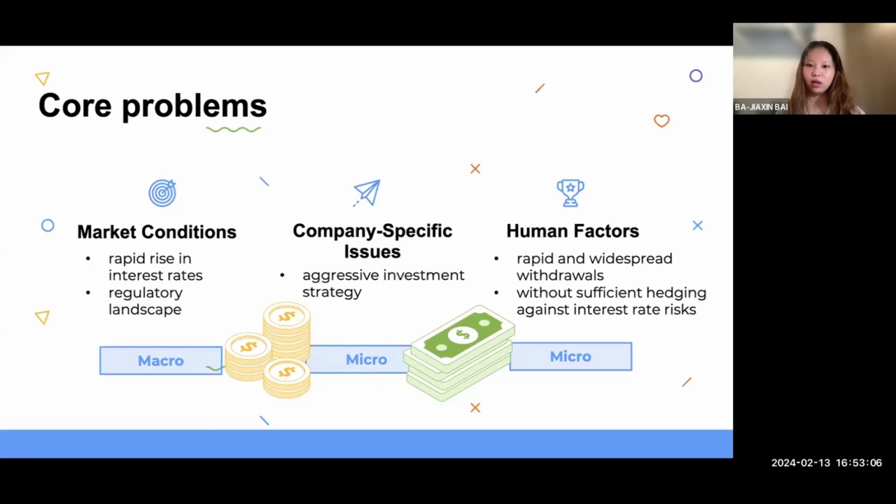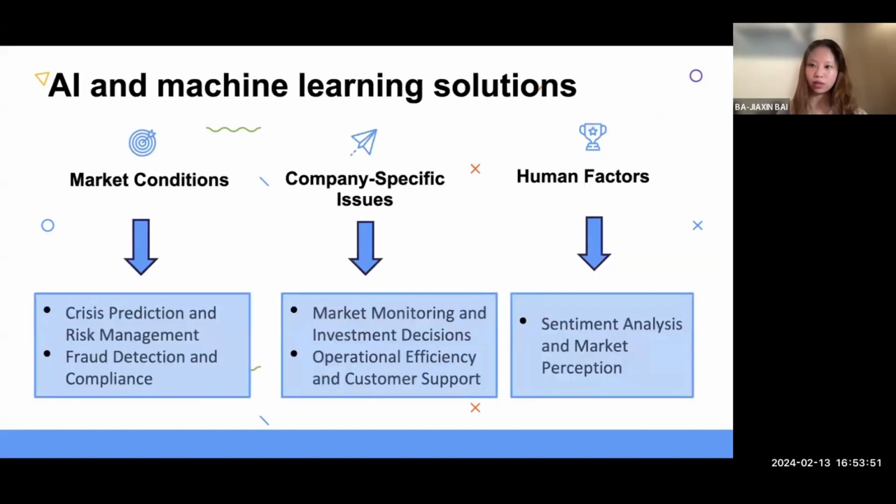And also, as the macro problems, human factors also deserve our focus. When the bank does not operate well, rapid and widespread withdrawals will happen. So we should really think about these problems and find solutions. And for the individual clients of SVB, because they don't have sufficient hedging against interest rate risks, they can become the victims in this case, as they are impacted by the problems of SVB. So how do we solve these problems?